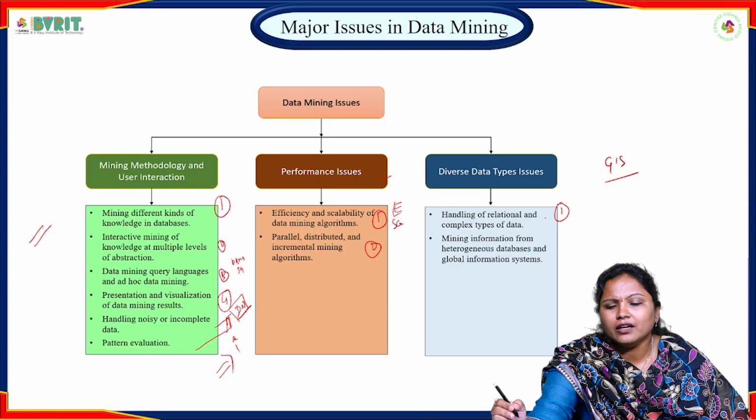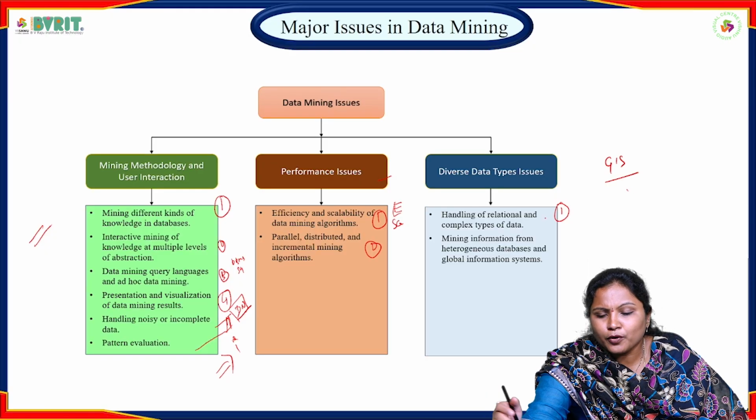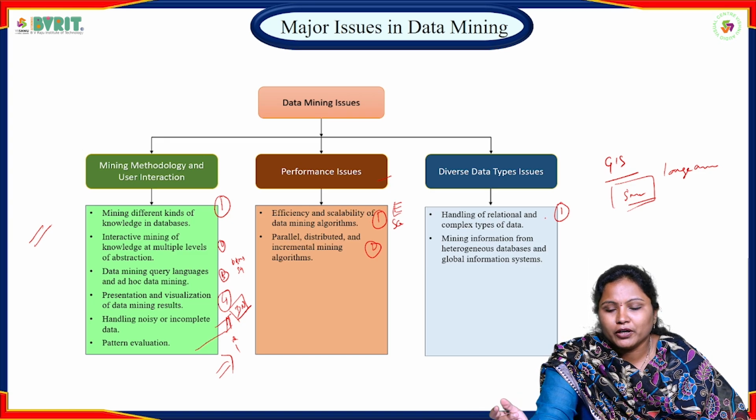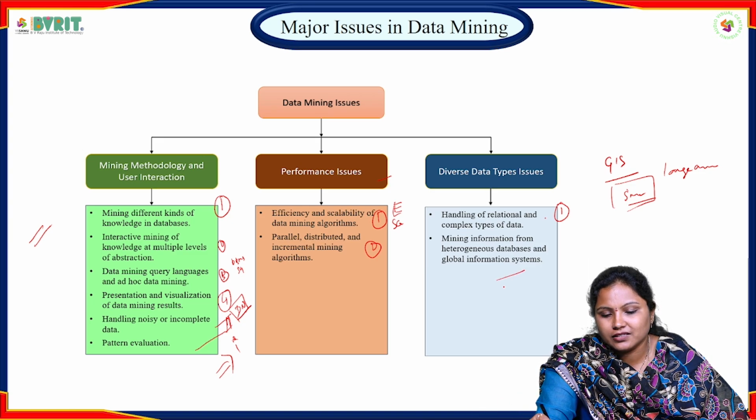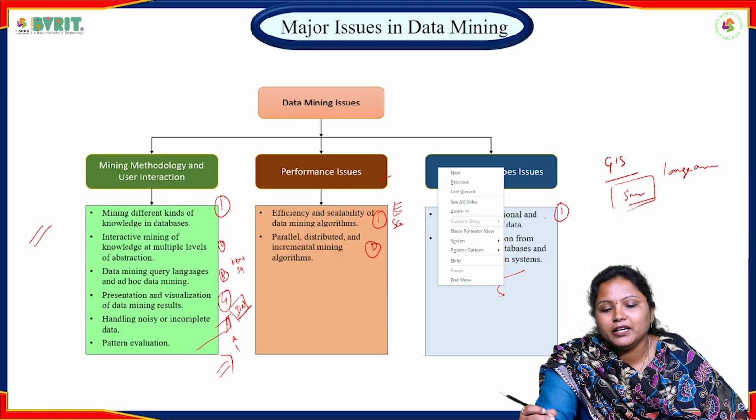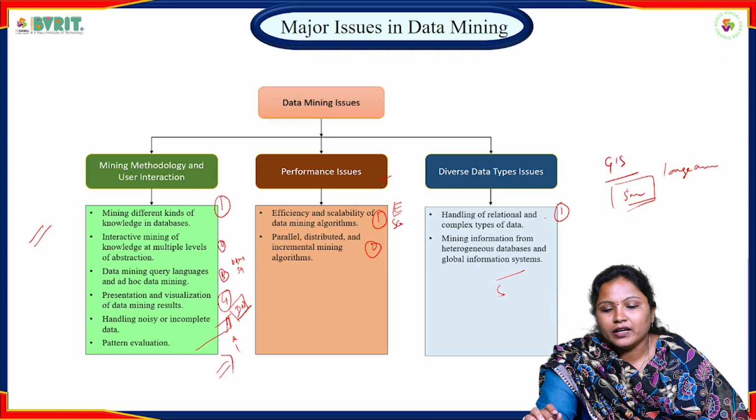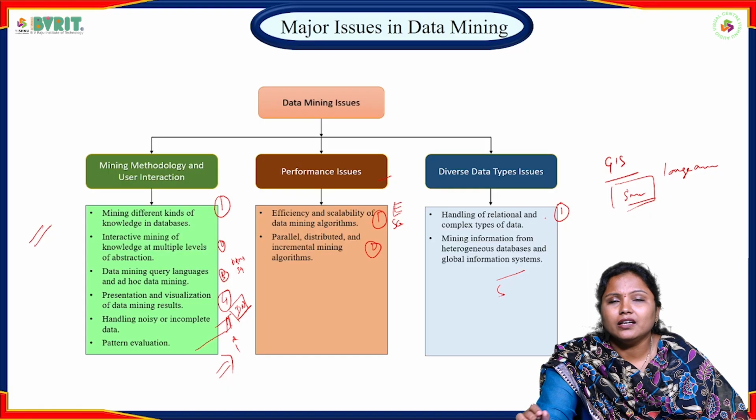If we have a generally small amount of data from a database, we can easily access it. But when we go with a very large amount of data, this is the major issue, because there is a chance of having noisy data, incomplete data, all these things. So the major data mining issues are classified into three: mining methodology and user interaction, performance issues, and diverse data type issues. So these are the three different things.